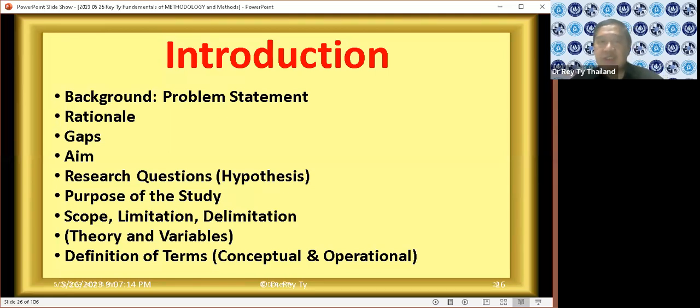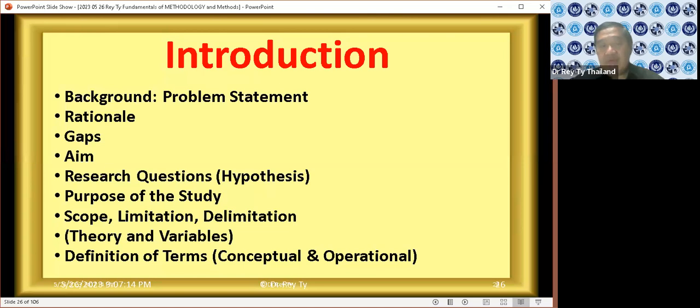Rationale, why are you doing this research? What's the point? The gap. In some papers, they want to see the aim. Aim is the bigger picture. Not the purpose of the study, but the bigger picture. Why are you doing this? I want to learn lessons. Okay, then that's about this and that. And then research question for qualitative study, but for quantitative research, it's hypothesis. Sometimes they also have research question. Again, as I said, in general, qualitative research uses a research question, not hypothesis.